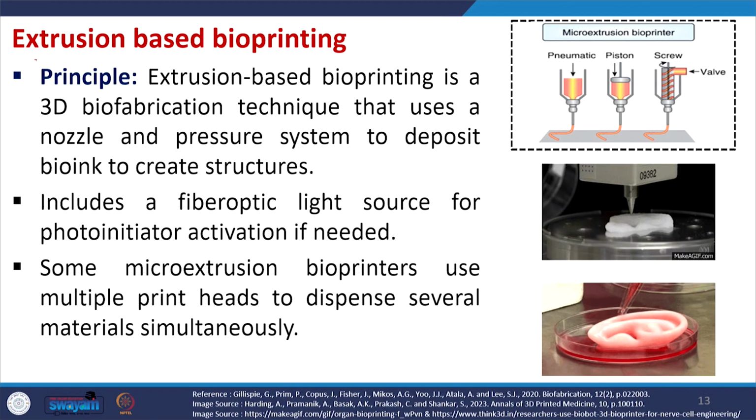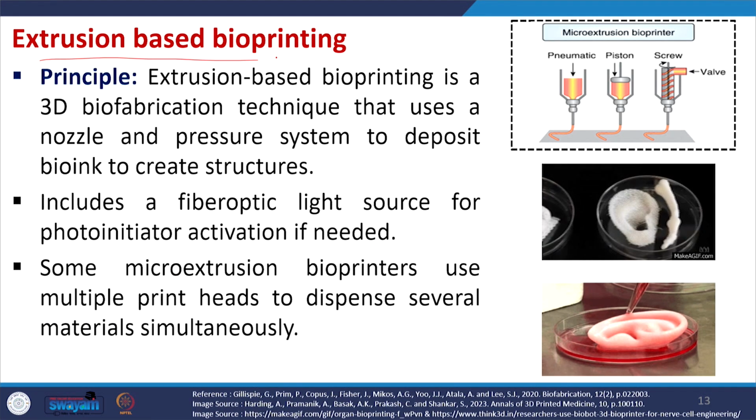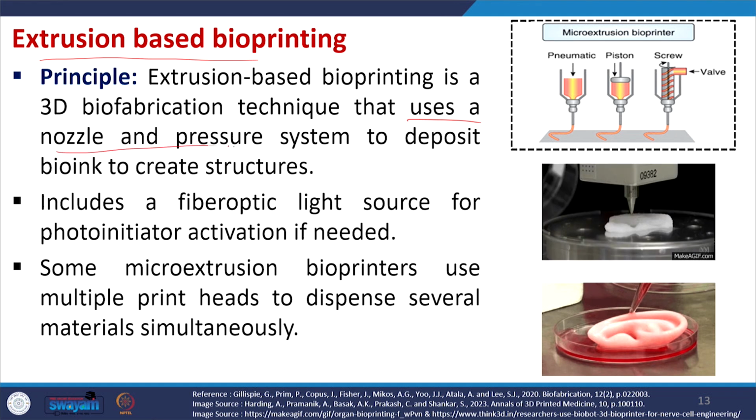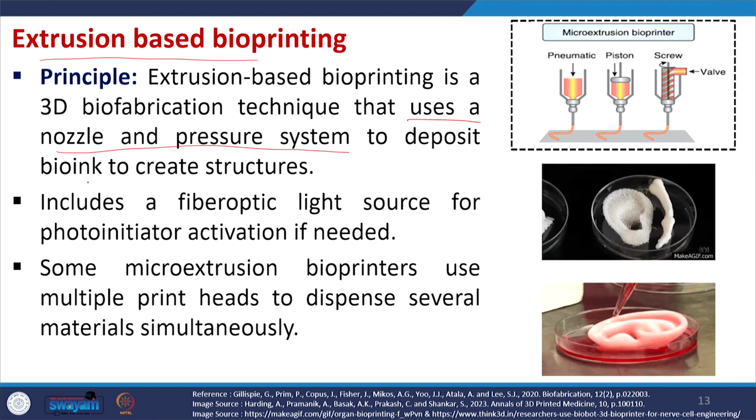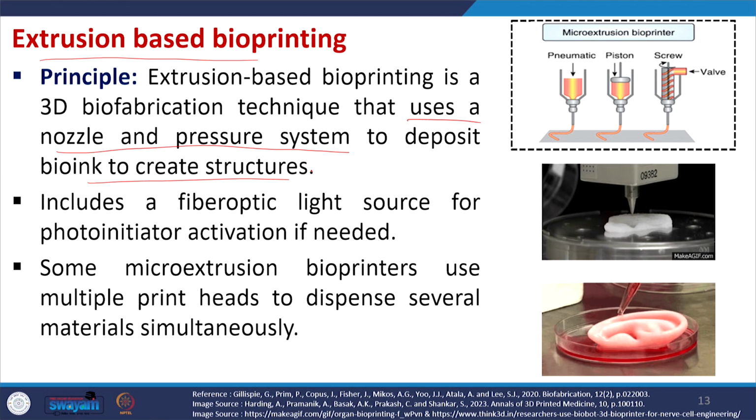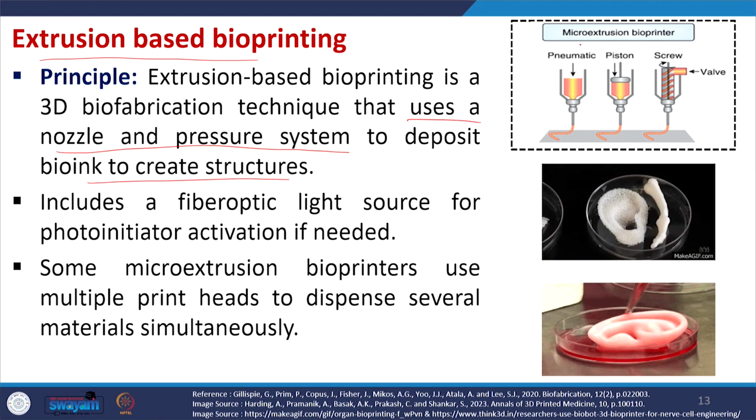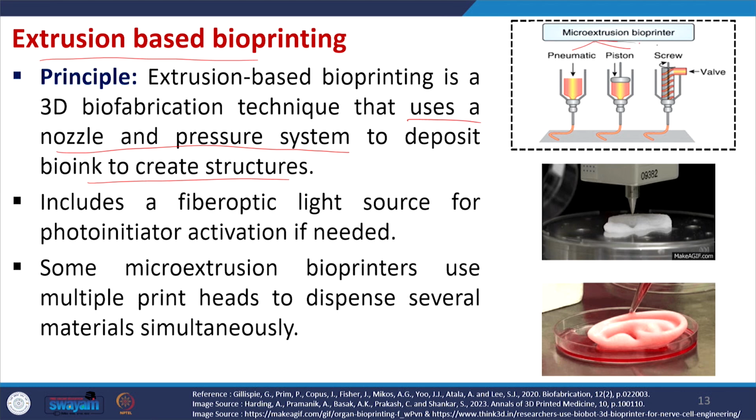So, the next one is extrusion based bioprinting. So, the principle is it uses a nozzle and pressure system to deposit bio ink to create these structures. And this micro extrusion bioprinter, again, can be broadly divided into three types based on pneumatic, piston or screw.